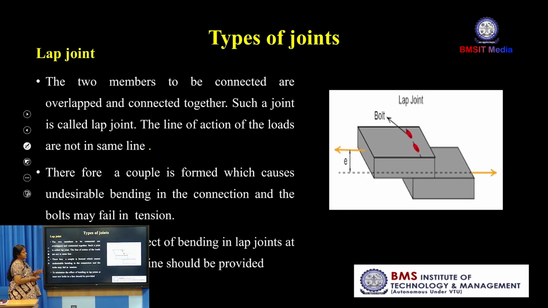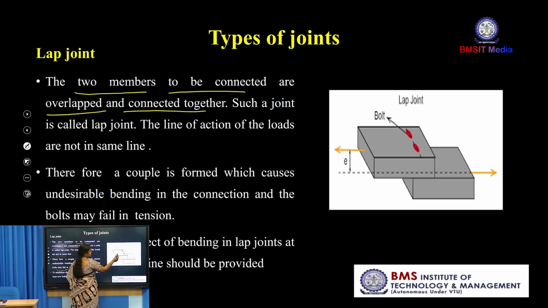So, next one, types of joints. Basically, two types of joints are available. The first one is lap joint, another one is butt joint. So, what is the lap joint? Lap joint means two members to be connected are overlapped and connected together. See, this is one member and this is one member, both members overlapped and connected together by bolted connection. Here this is the line of load. So, this is one load and this is one load.